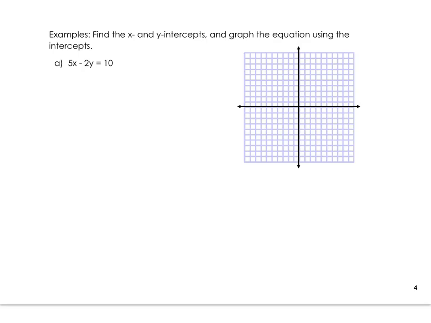So we're going to find both the x and y intercepts, and then we're going to graph the equation using the intercepts. So here's what I'm going to do first. I'm just going to draw my workspace in half. I know that I have to find the x-intercept, and we have to find the y-intercept. So let's think about this one first.